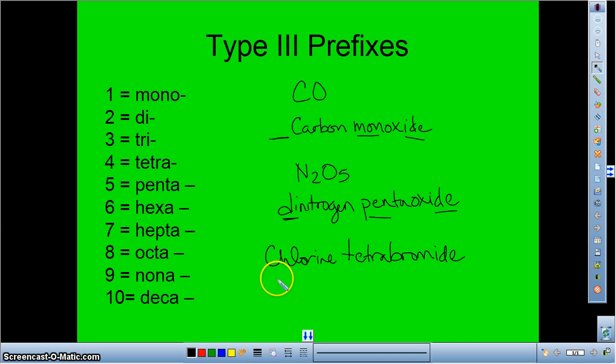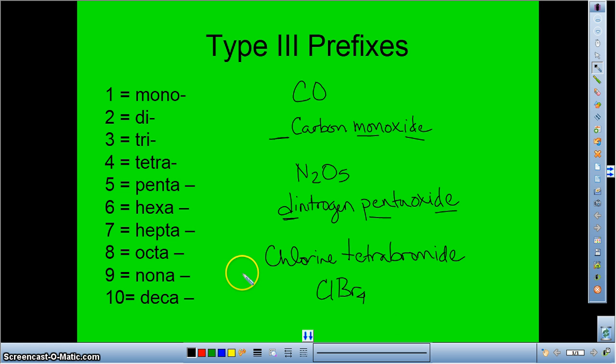I'm just going to simply write down how many of each I have. Chlorine's symbol is Cl. Bromine's symbol is Br. There's no prefix, so I know there's only one chlorine. And there's tetra in front of bromine. I look up here and tetra is 4, so it's ClBr4. And again, don't worry about the charges. These are covalently bonded. They're sharing electrons, not transferring them.